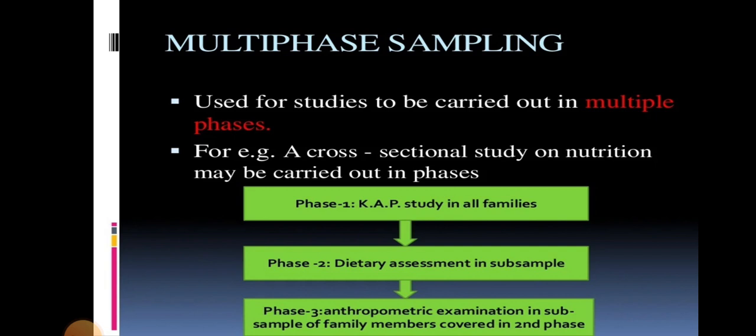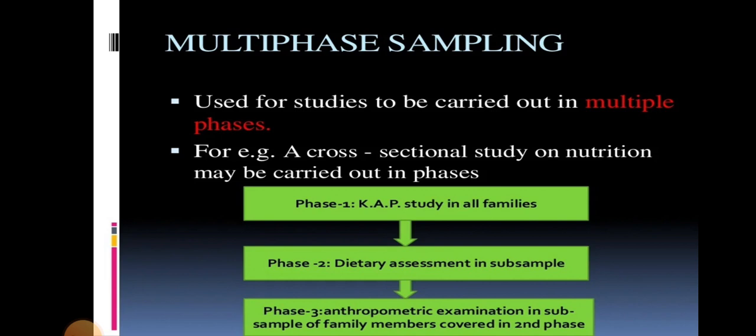Next comes multi-phase sampling. It is used for studies to be carried out in multiple phases. For example, a cross-sectional study in nutrition may be carried out in phases, where first a study is carried out in all families. Second, their dietary assessment is done in the subsamples. Then third, anthropometric measurements in a subsample of family members are covered in the second phase.